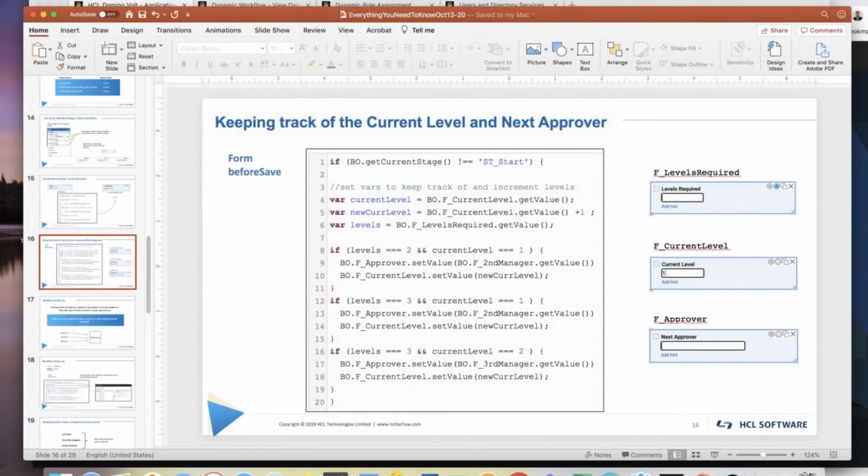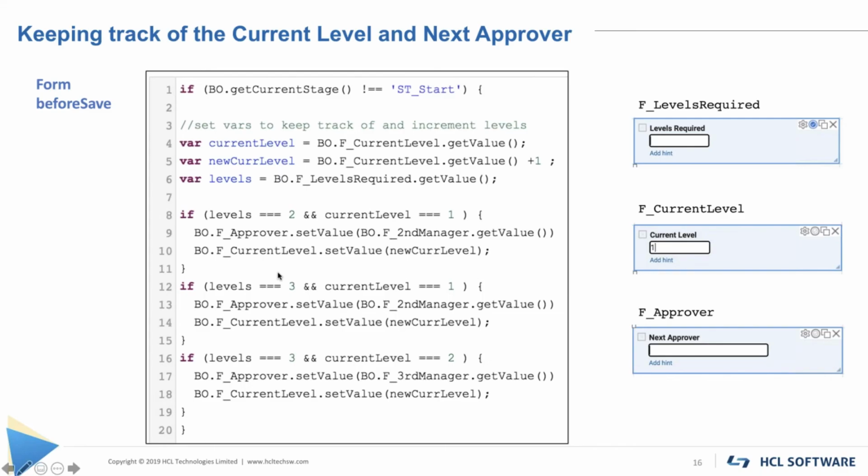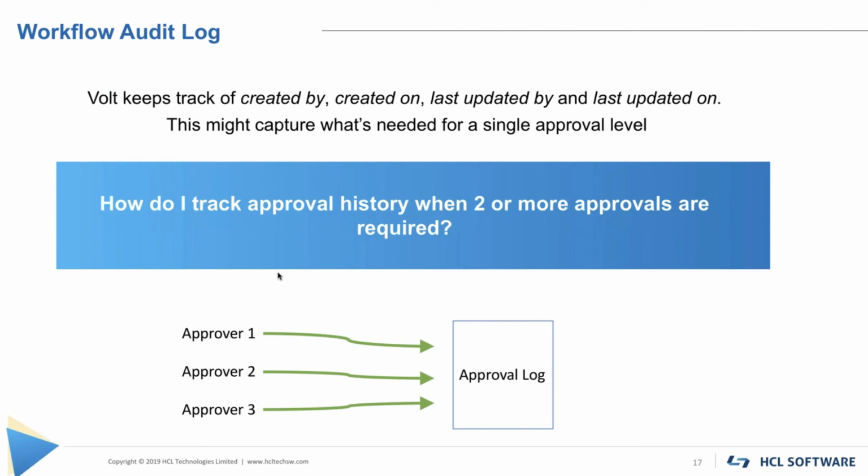Now, to make things even a little bit more interesting, if you think about a single approval step, this probably isn't a question, because Volt keeps track of who created a record, when it was created, as well as who last updated the record and when it was last updated. But if I have more than 2 people updating the record, how do I see the approval history? Well, the answer is write out to a log. So one more interesting twist on this.